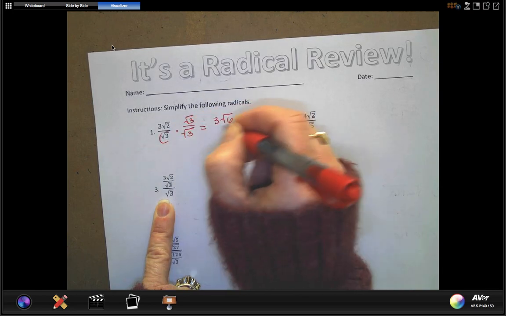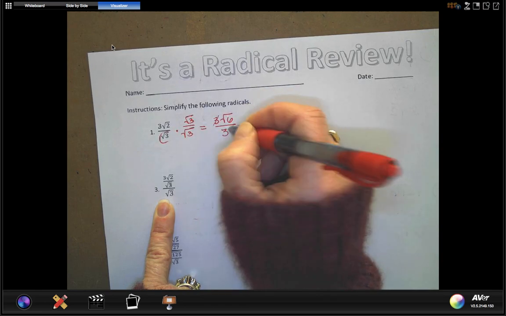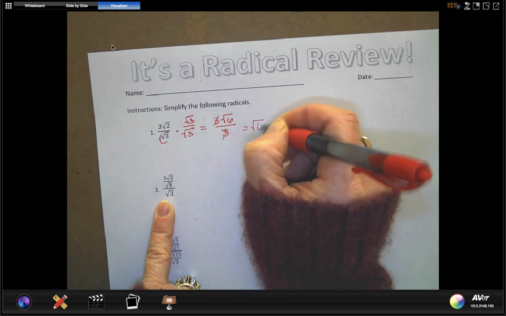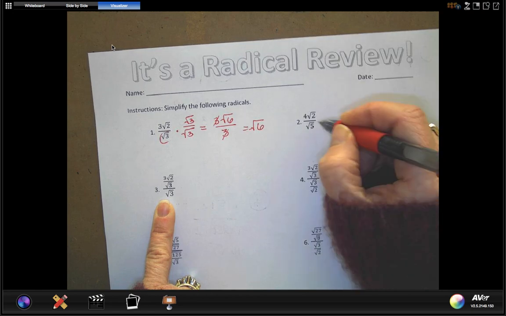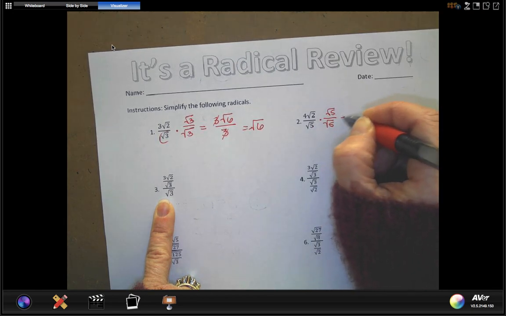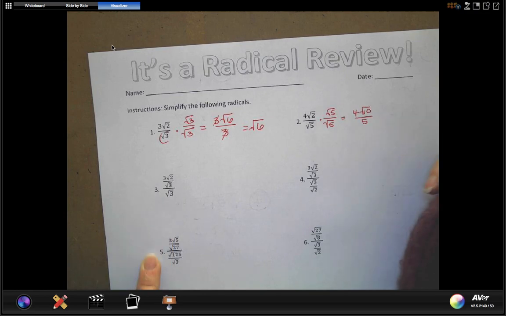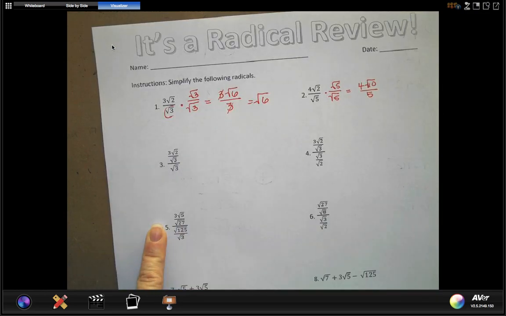2 times 3 is going to be 6. Square root of 3 times the square root of 3 gives me 3. These will cancel. So then I just have the square root of 6. Here, I'd multiply by the square root of 5 over the square root of 5. I'd have 4 times the square root of 10. 5 times 5 is 25, I can't reduce that any further. That would be the exact answer.